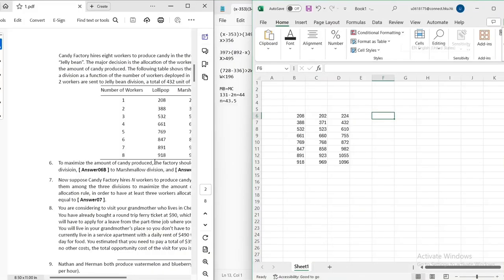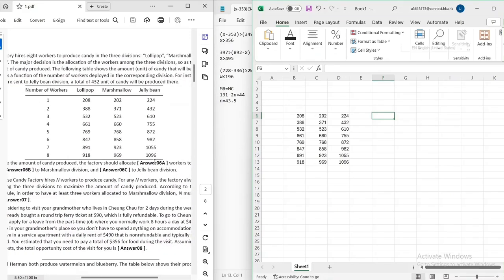Here I have already written down all the numbers from the table, just to save some time. Now how do we calculate the marginal benefit? So we simply minus, okay, do the subtraction.